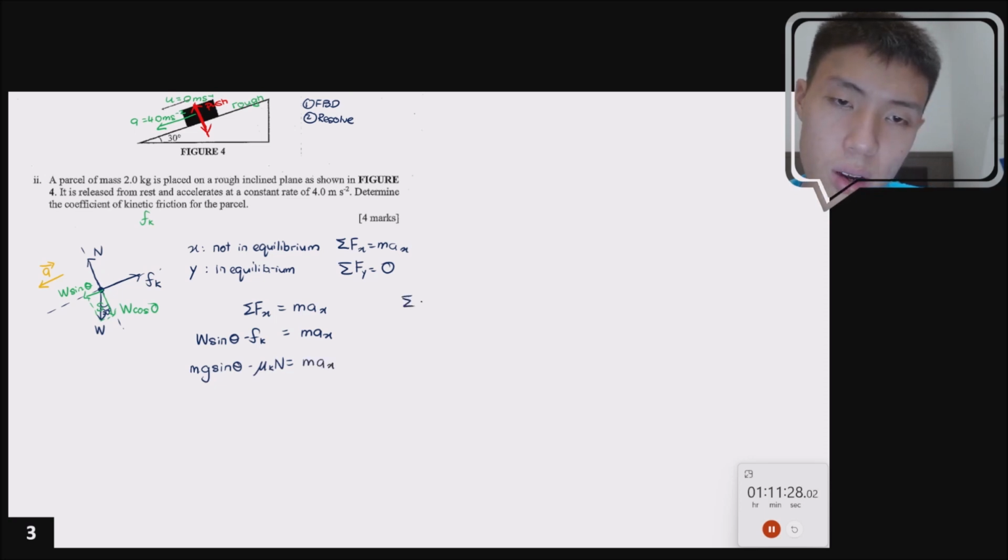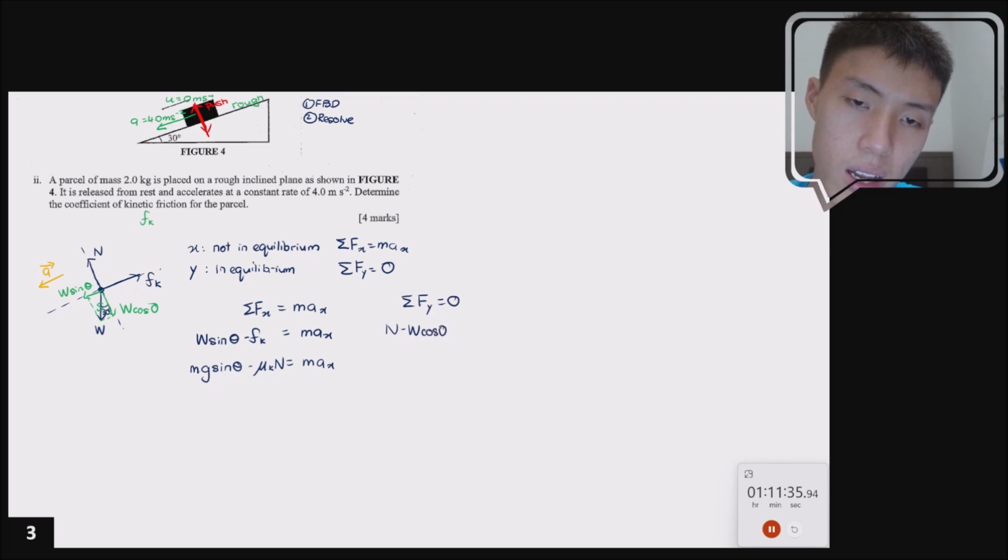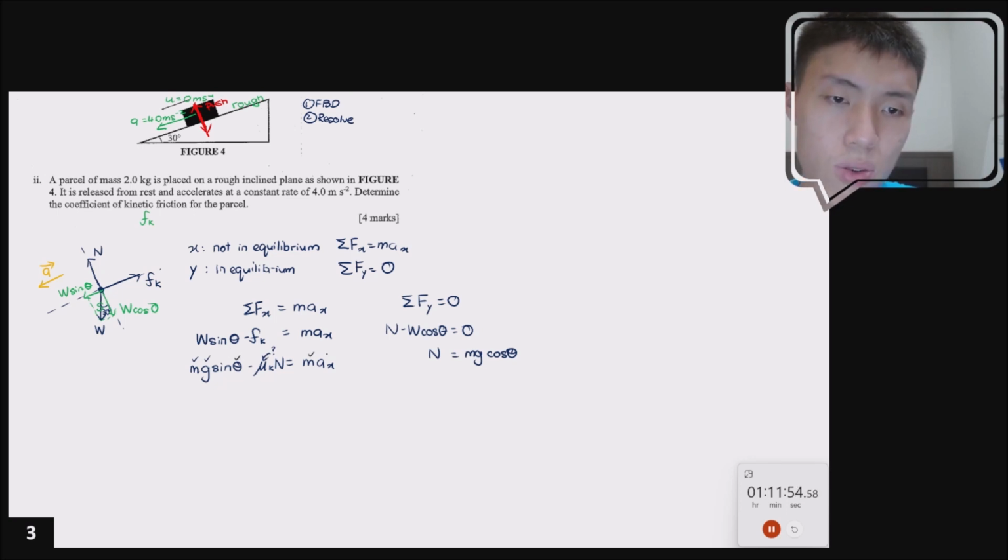Okay, let's do it for sum of Fy. Sum of Fy is equal to 0 because it's in equilibrium. So that would be n minus weight cos theta. Okay, so from here we know that the normal force equals mg cos theta. Okay, so we want this value. This is the value of interest. We have the mass, we have g, we have theta, no problem. We have mass also, we have acceleration also. What we don't know right now is the normal, but normal can be found in the y-axis. So that means you have everything you need, you just need to substitute right now.